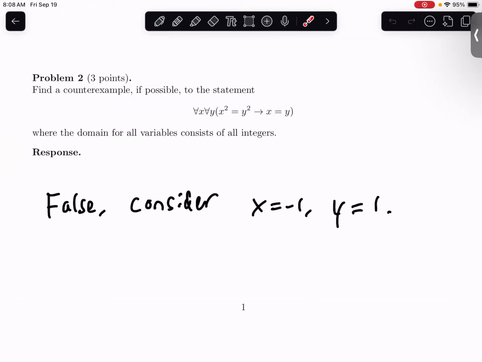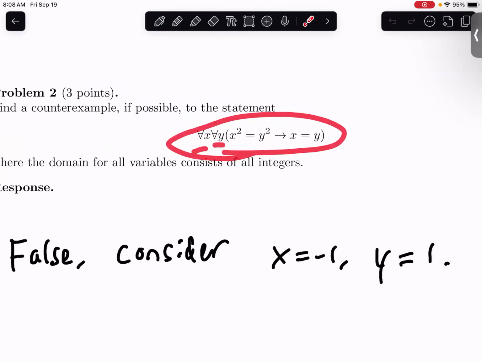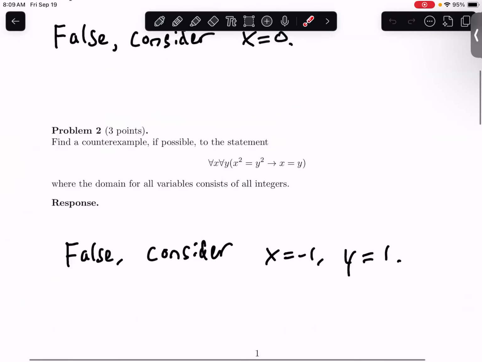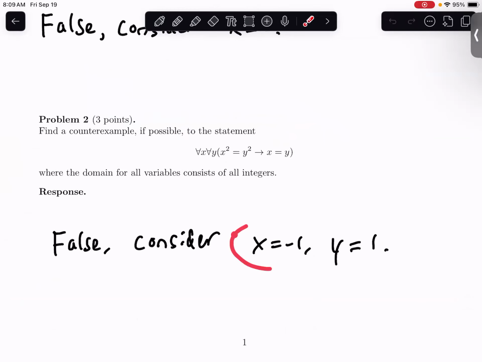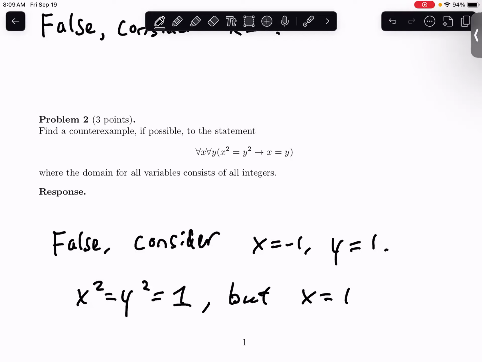So for problem 2, it wanted you to find a counterexample, if possible, to the following statement: for all x and for all y, if x squared is equal to y squared, then x is equal to y. This is going to be false. For instance, if you had x equal to -1 and y equal to 1, if you take the square of these two numbers, they're both equal to 1. But clearly x is not equal to y. Oh, wait, I flipped it. This should be -1, and then this should be 1, which is equal to y.